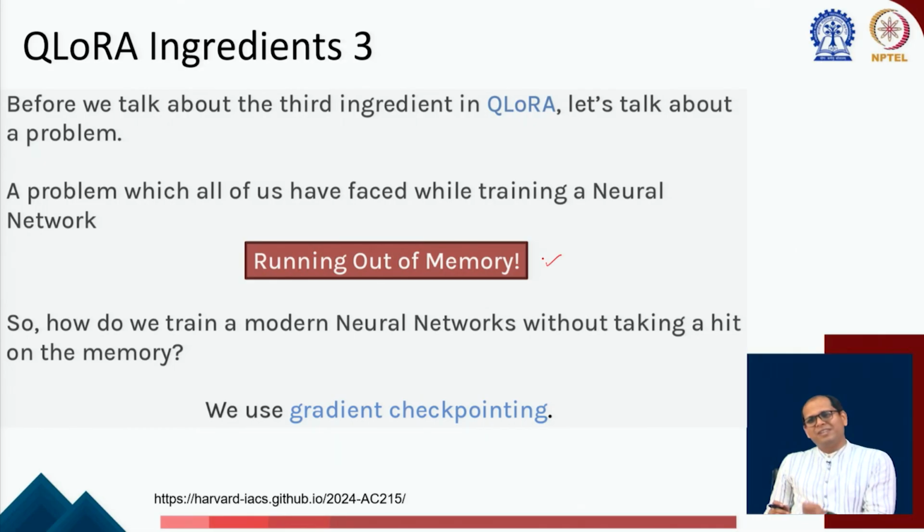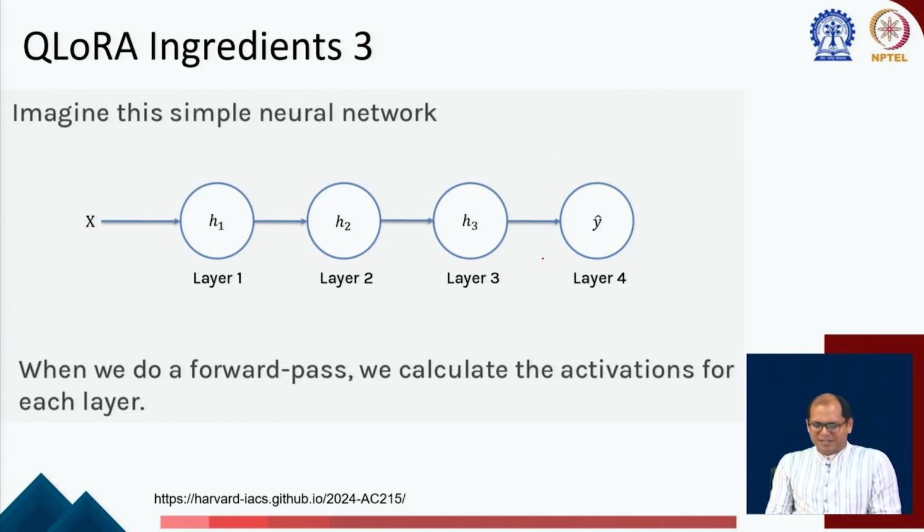At the same time, you have activations, right? You have activations of all the layers, and that again can take a lot of memory. So we do something to avoid this. And what is that? Let's understand. Suppose you have a simple neural network that has some layers, and given the input, you compute the output. When you do the forward pass, you are computing activation at each of the layers, right? You compute activation at layer 1, layer 2, layer 3.